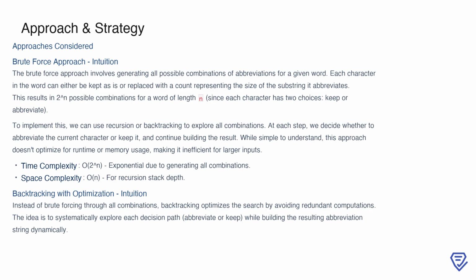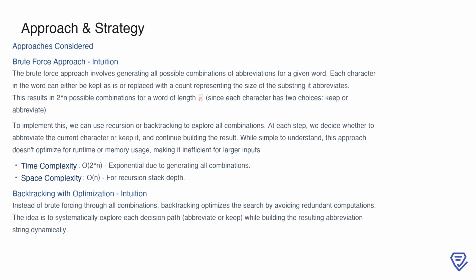To tackle the problem of generating all possible abbreviations for a given word, several approaches can be considered. The brute force approach, for instance, involves generating every single combination of abbreviations. Here, each character in the word has 2 options: either keep it as is or replace it with a count that represents the size of the substring it abbreviates. This results in 2 raised to the power of n combinations for a word of length n, as every character contributes to a binary decision.